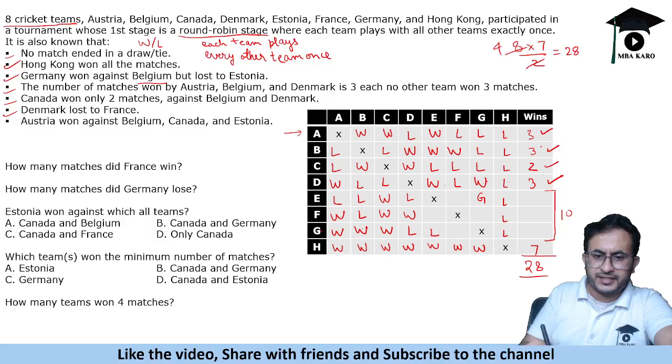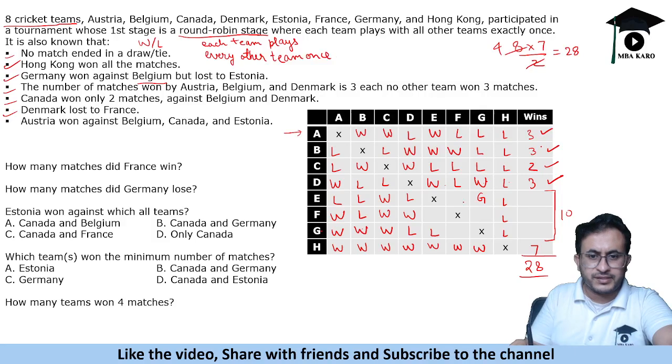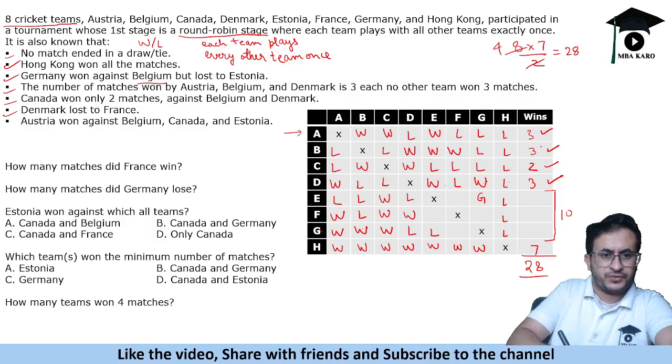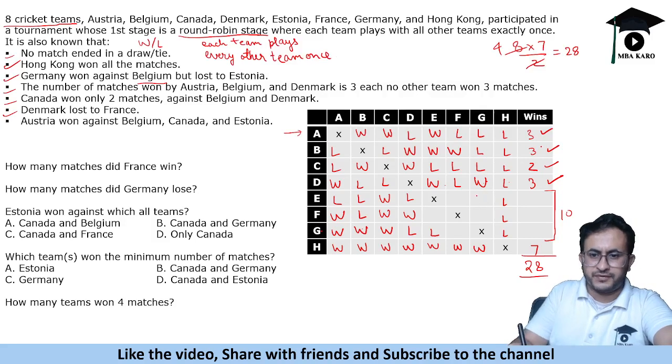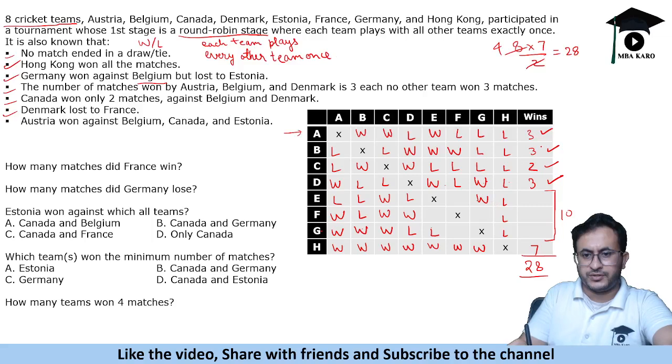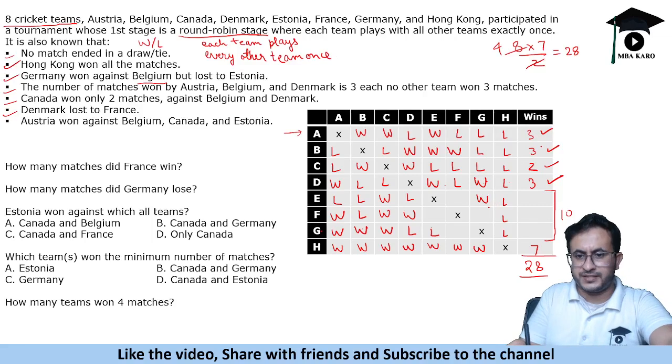Now see this thing, the team has... like, why did I put G here? E is G. So Estonia versus Germany: Germany won against Belgium but lost to Estonia. Okay, so Estonia wins against Germany. I hope I have filled it correctly, that Germany lost against Estonia. Yeah, so that is correct. So this is 2 wins thus far.